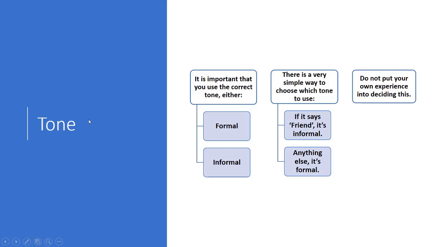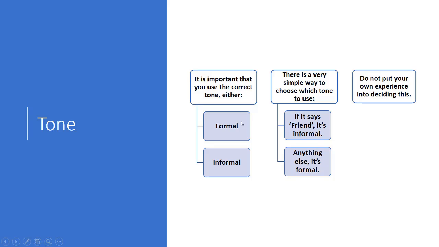So the first thing you need to think about is tone. The first question you have to ask yourself is, it's important that you choose the correct tone. So there are only 2 tones. Other teachers say that there is a third tone, which is called semi-formal. I have never come across the need to use semi-formal. Just keep it really, really simple: formal, informal. That's totally fine to do.